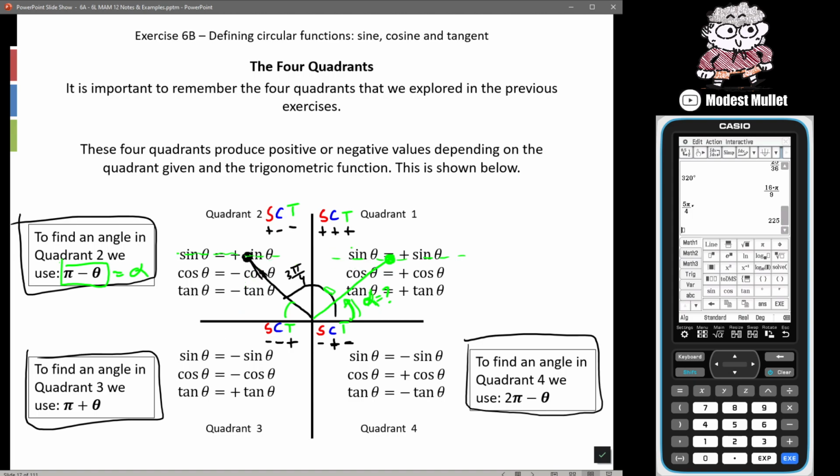So how would I write this out? Well, sine of 3 pi on 4 would be the same as sine of pi take away 3 pi on 4, which we can write as sine of pi on 4. So sine of pi on 4 will give me the answer to my original question.